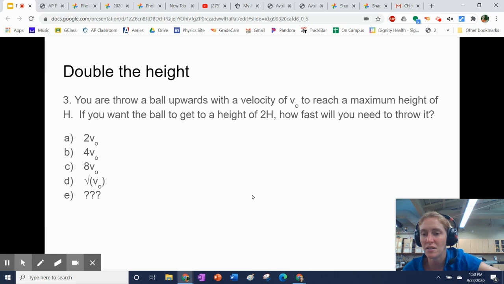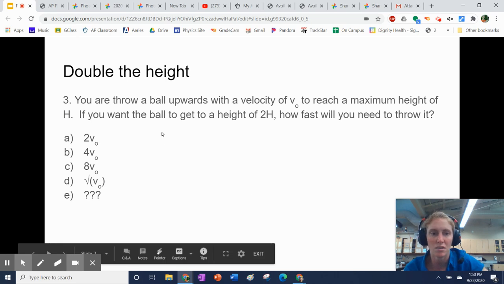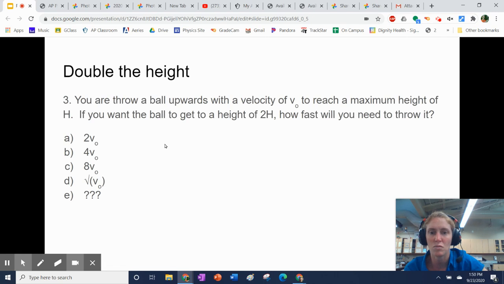Oh, you guys are saying D, like square root of V. At first, I was very confused. Okay, C is 8 times faster. All right, so we do have a discrepancy, so let's figure this out. All right, so I want it to go twice as high. I don't care about time again, so I'm going to use the same equation.